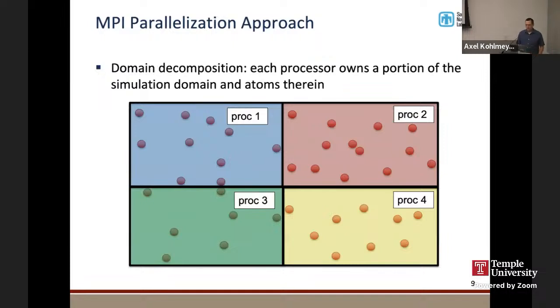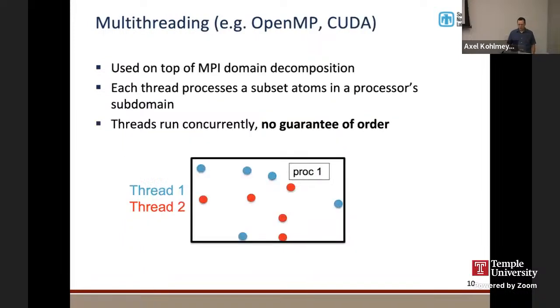Okay, so we talked about domain decomposition in LAMMPS. Well, this is how we parallelize with MPI. So each processor owns a part of the simulation box and all of the atoms inside this subdomain. So this is like processor 1, 2, 3, 4. So these are the different MPI ranks. With Kokkos, we're going to thread on top of these subdomains.